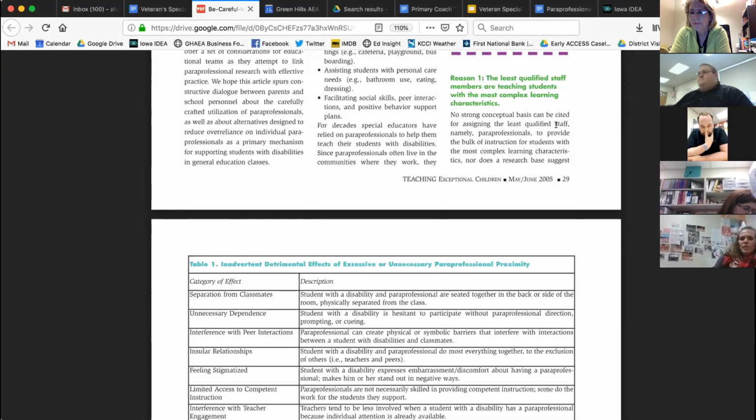What we read there was to the fact of how they are using paraprofessionals to provide the bulk of the instruction for students.